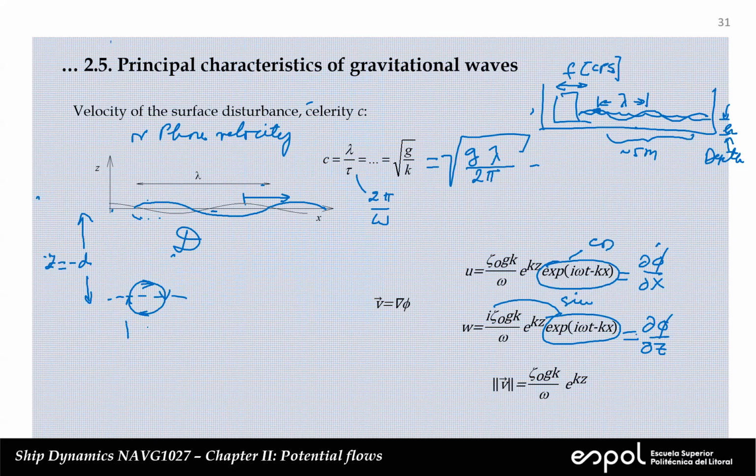And the amplitude here is this. As you go in more depth, you will have another circular trajectory, but with a lower amplitude. And this is typical. This is decreasing. And as we said, down here, basically, velocity is basically null.